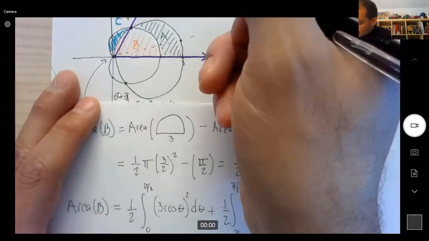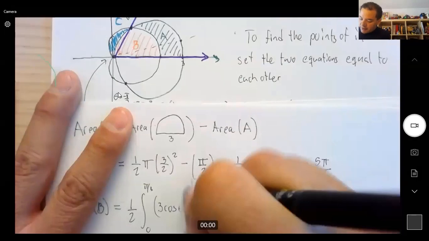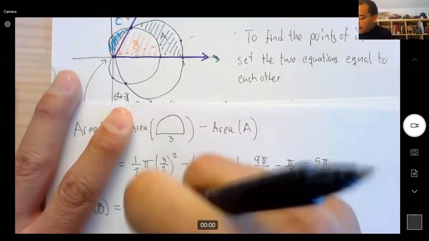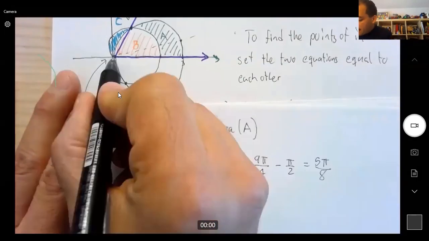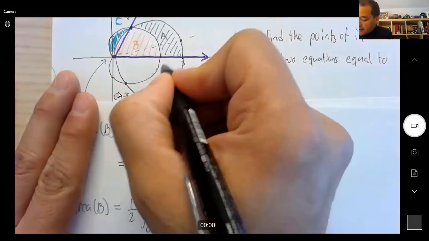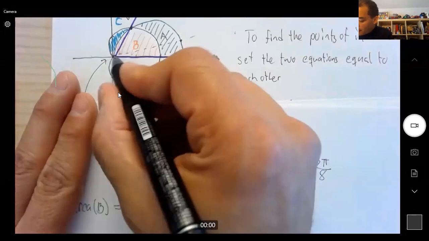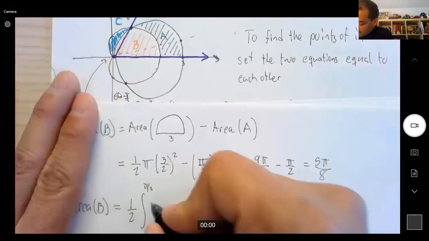I'm doing something wrong here. Yeah, okay, I realize my mistake. My mistake is that the first one that we do is not the circle. This is the cardioid, right? This curve over here is the cardioid. So we're using the cardioid, which is 1 plus cosine theta.